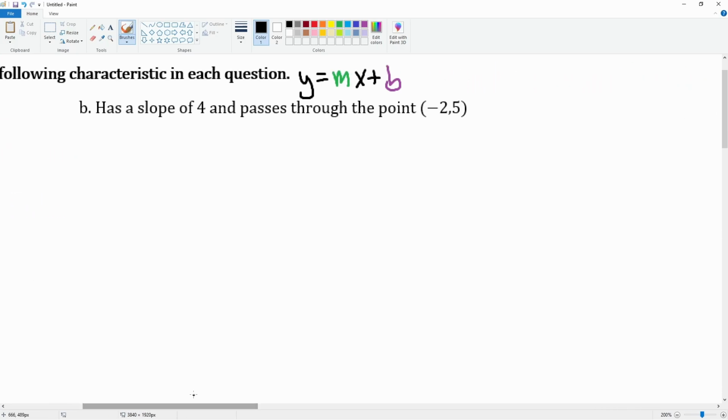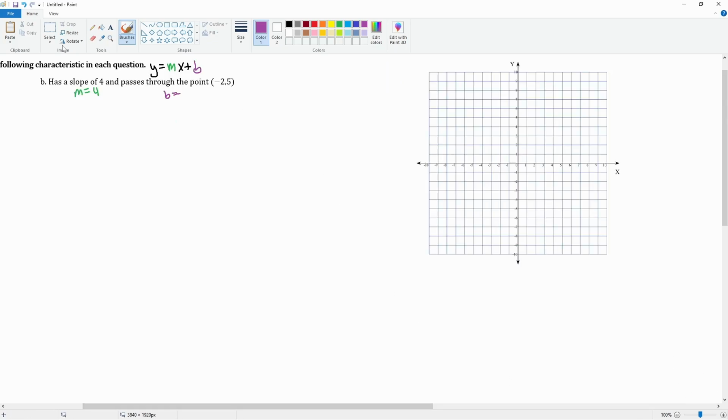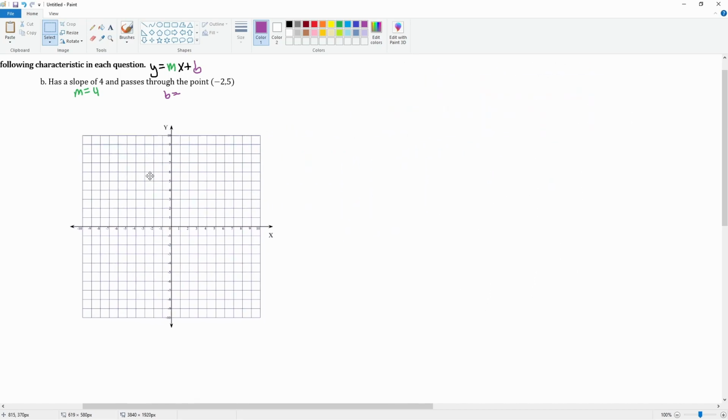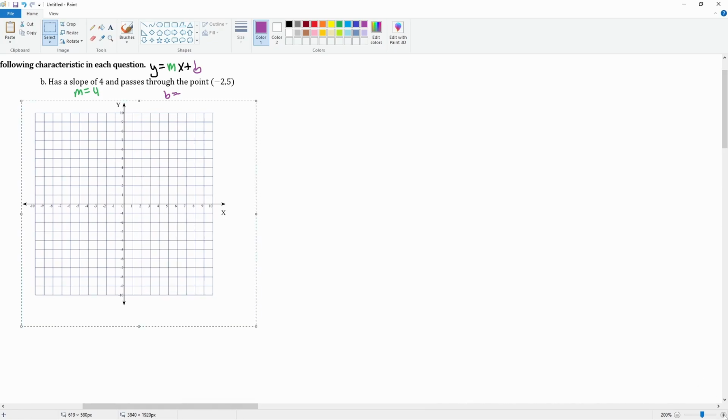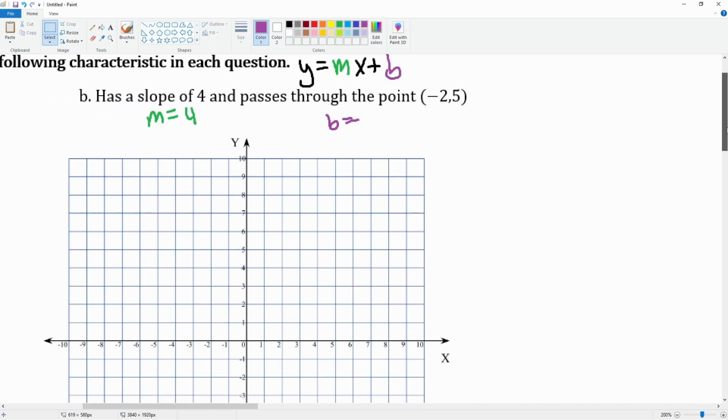Okay, b, it has the slope of 4 and passes through the point negative 2, 5. If we use this equation, we have the slope, m is equal to 4, but we don't have the y-intercept. That point here is not the y-intercept. So we have to get the y-intercept somehow. And the way we do this in geometry is that we want to see it visually. There is a way to calculate it, but in geometry, I want to show you how to get it visually.